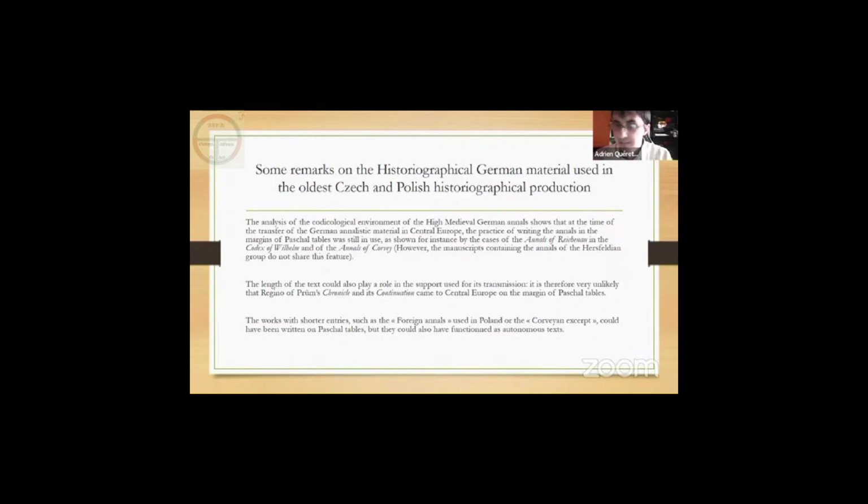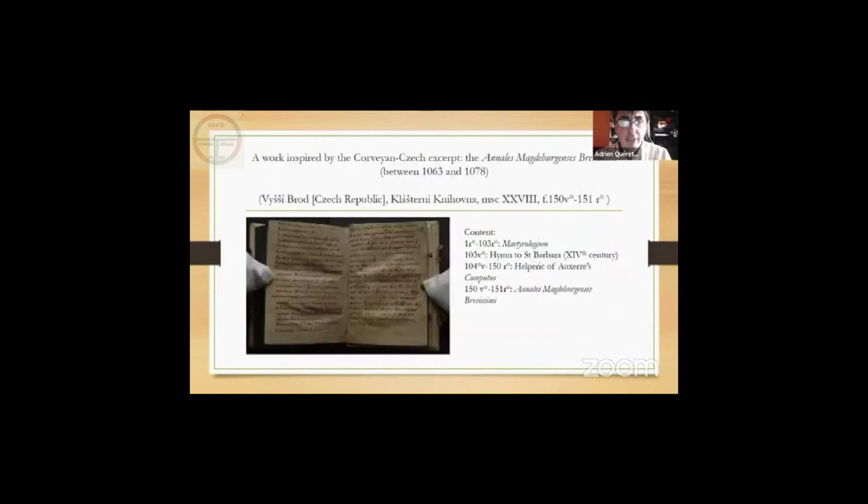And here I would like to give an example of a work inspired by the Corvinian Czech excerpt, that is the so-called Annales Magdeburgenses Brevissimi, written between 1063-1078, which is today kept in Czech Republic in Vyšehrad Monastery Library. And here we can see that the annals function as an autonomous text written on the two pages at the end of the codex. We can also see from the content of the codex that although this codex does not contain Paschal tables, it contains a computus work, namely the computus of Heric of Auxerre.